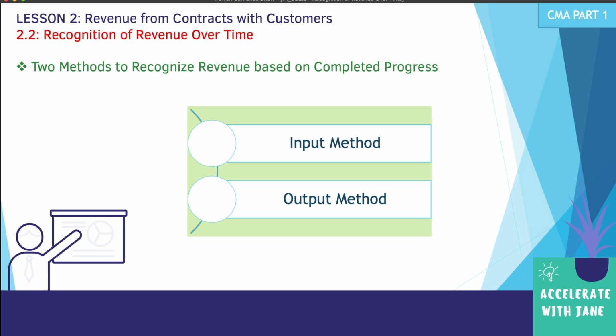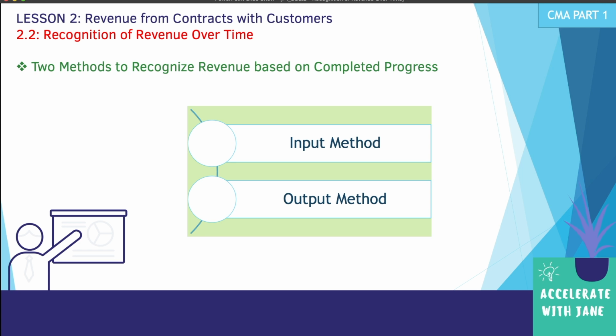So when we say input method, when we are performing services, inputs can include, for example, resources that we consume to render such service or to deliver the goods. Another thing is the cost incurred. Another thing also is the number of hours that we render in performing such obligation. When we say output method, it's actually a direct measurement of the value of goods or services transferred. So for example, milestone reached, if it's a construction service, and so on.